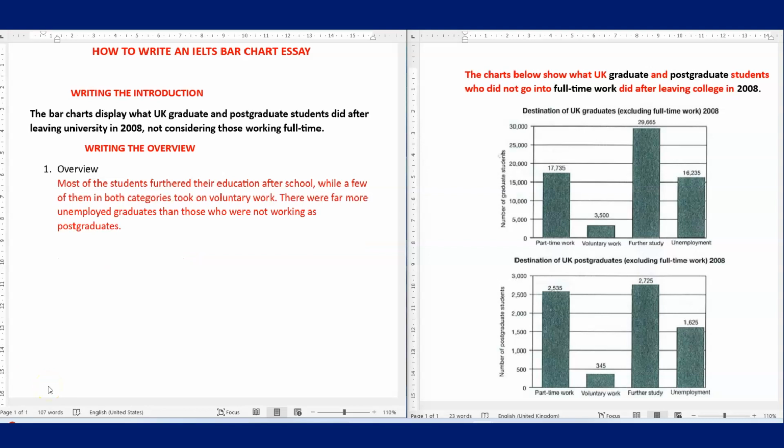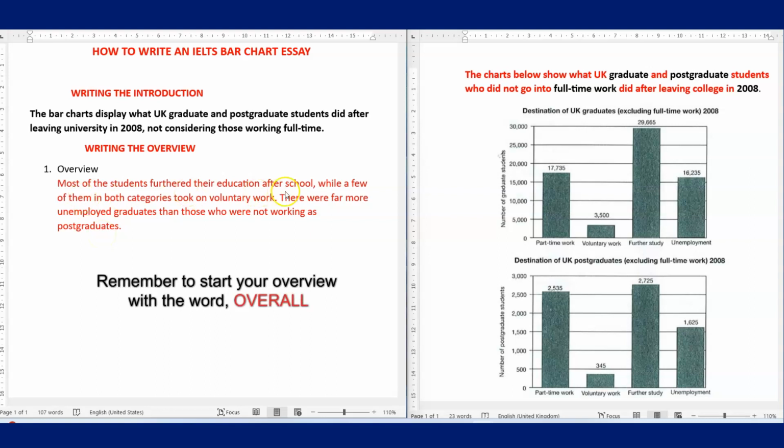So from the key features that we had, this will be our overview. Let's read. Most of the students furthered their education after school, while a few of them in both categories took on voluntary work. There were far more unemployed graduates than those who were not working as postgraduates. So this will be our overview.